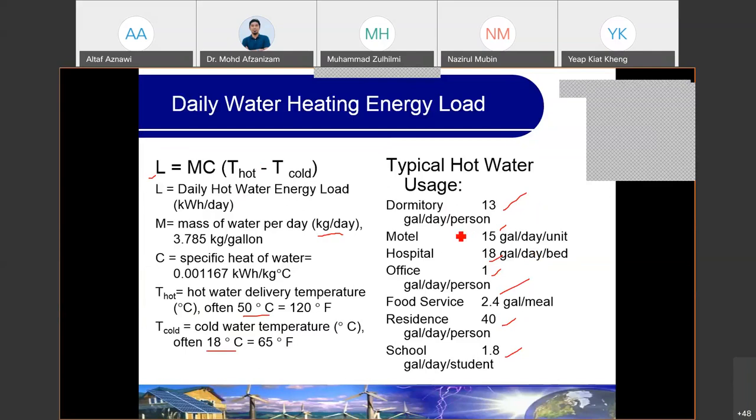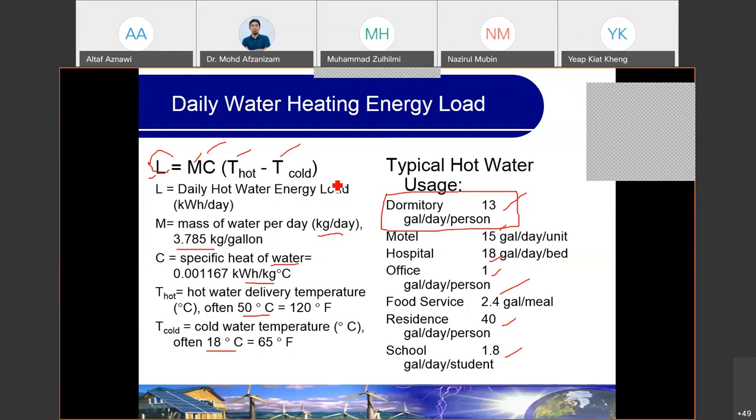Let's say you go for a dormitory. You estimate approximately 13 gallons per person per day, then convert the 13 gallons to kilograms by multiplying by 3.785. Then calculate accordingly based on the temperature and the specific heat of the water, and you can get the estimated load of your water heating.